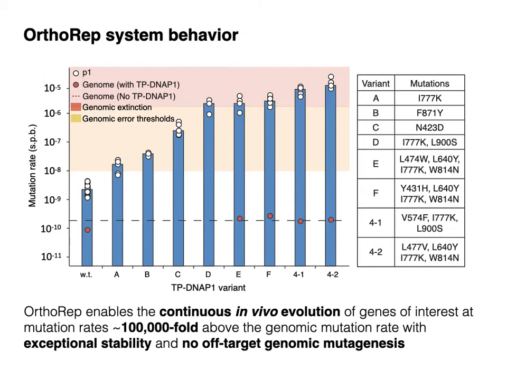Importantly, these mutation rates do not affect the genomic mutation rate of the host cell, which remains low as indicated by the red dots. Furthermore, the highest mutation rates we've achieved for OrthoRep exceed genomic mutational thresholds, represented as these shaded regions. So we are well into mutation rates that if you tried to get the genome to replicate at, the cell would die. So indeed, much as I motivated earlier, OrthoRep allows us to exceed the low mutation rate thresholds of the cell and should now give us the opportunity to drive the continuous evolution of genes of interest at exceptional speeds.